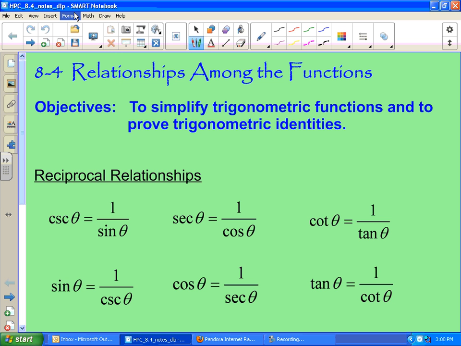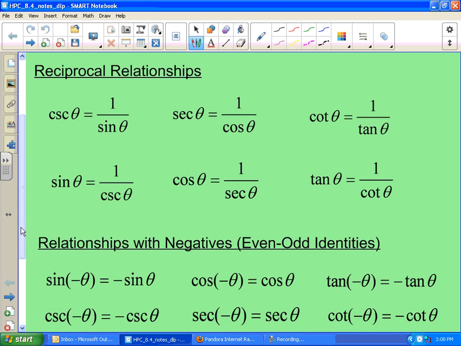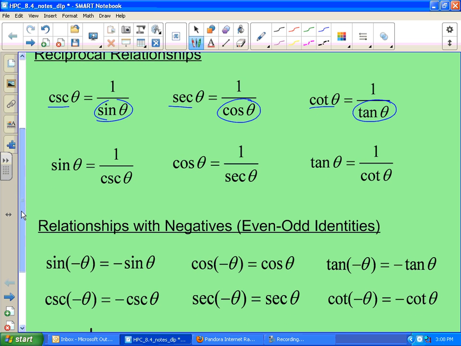So let's get started. First thing we're going to do is a little rehash of what we've talked about already, and that's our relationship with reciprocal functions. Remember that we have our reciprocal functions of cosecant and secant and cotangent, and that they are the reciprocals of our sines and our cosines and our tangent functions, 1 over. So that's a little review from section 8.2.